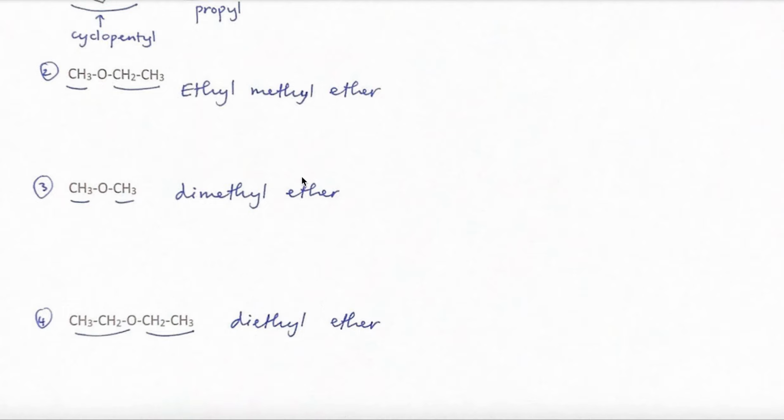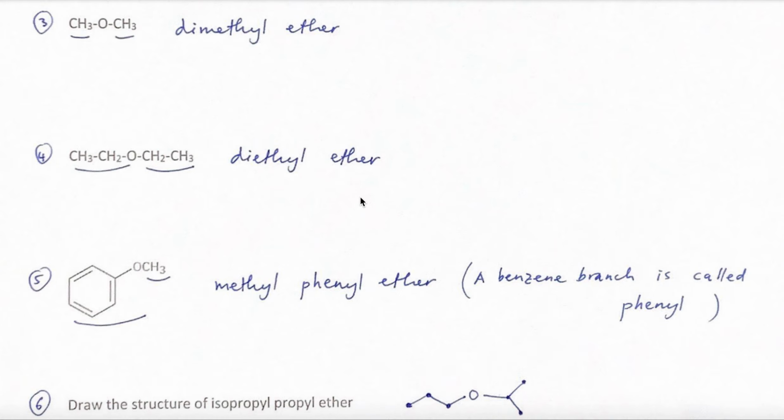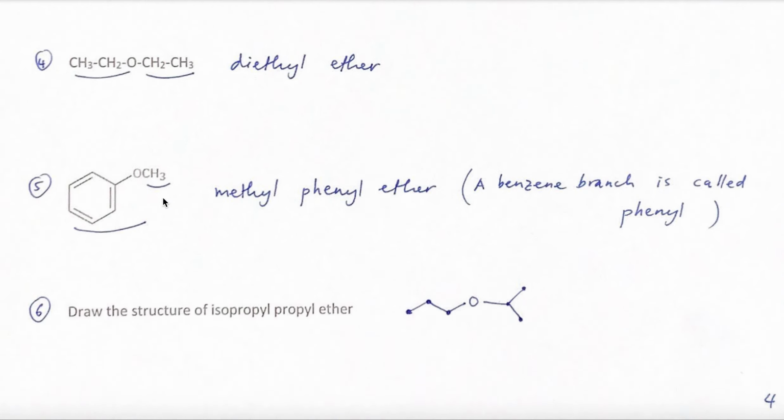Dimethyl ether, but that's a class name. That's a functional group name. Very important, so it has to go last. And we also have diethyl ether. We got a methyl branch on the right, and then the benzene by itself, but if it's connected to something, it's called phenyl, and that's methyl phenyl ether.